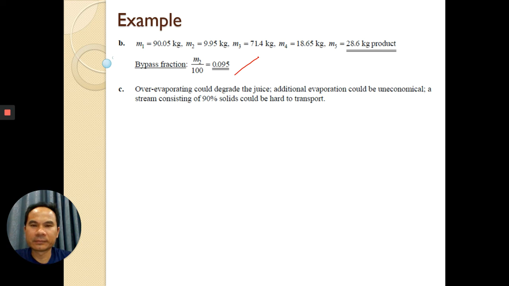Over-evaporating could degrade the juice. Additional evaporation could be uneconomical. If you add evaporation, it also degrades the juice because it evaporates the volatile components.